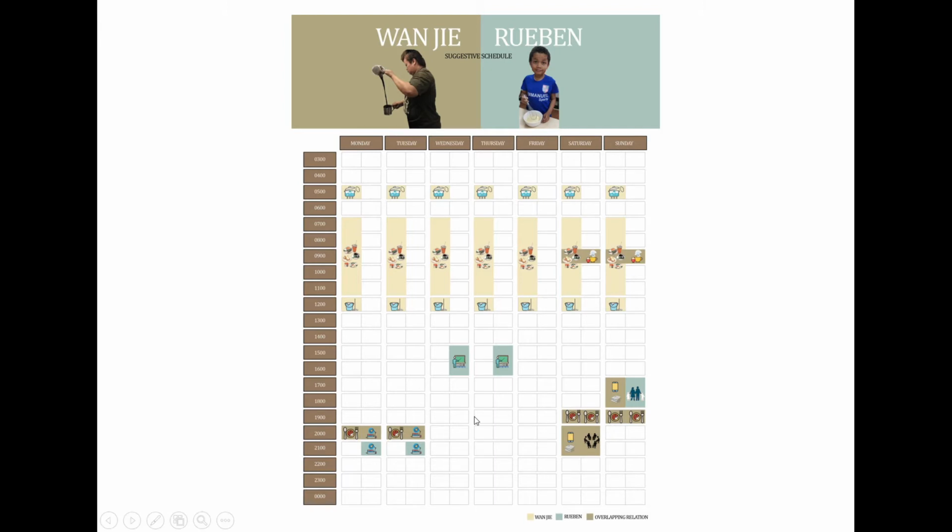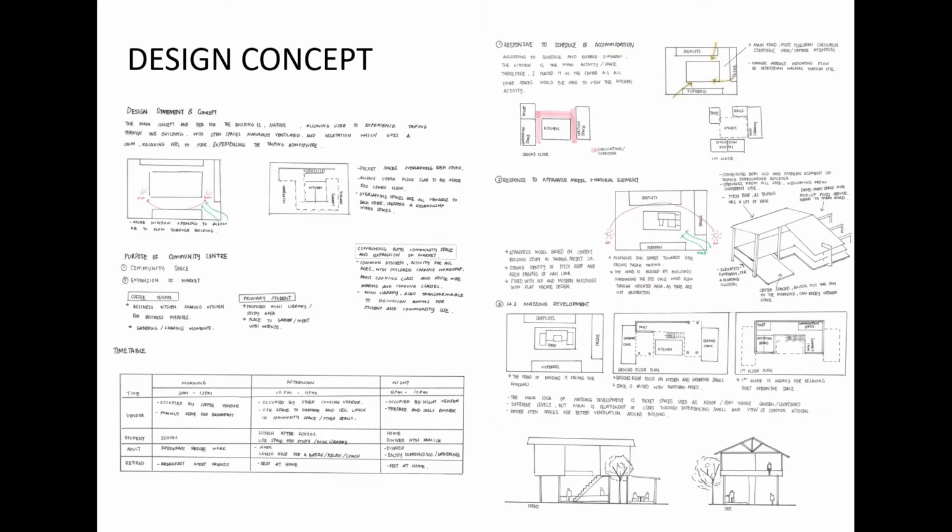So yes, we suggest that these two users will usually only use it together mostly during the weekends, because the student is mostly at school. Alright, so design concept. Let's straight away start from this responsive to schedule and accommodation, which is basically like the massing model. As you can see here, there are three arrows. These three arrows indicate where the majority circulation of people are coming from: the shop lot here, the pasar, and also from this koperasi, which is like an open space and there's a car park there.